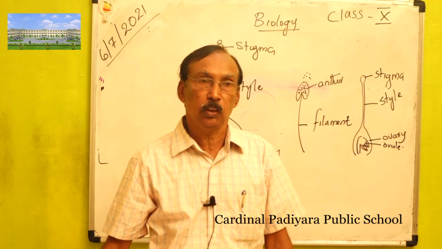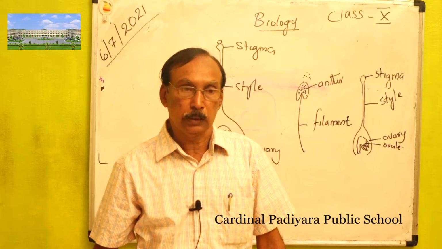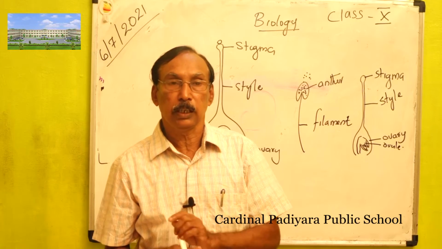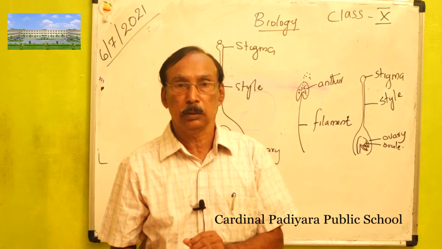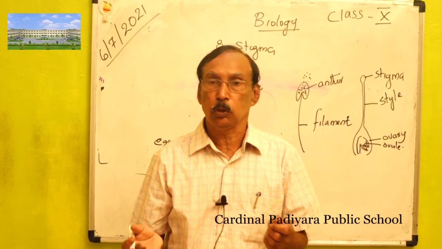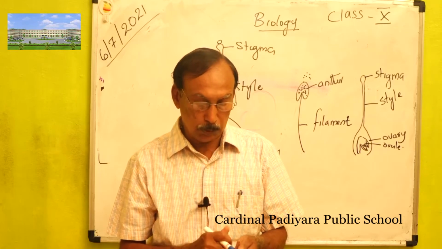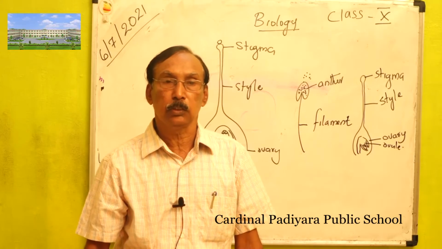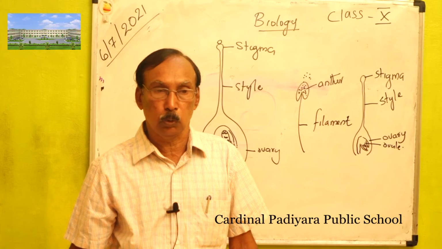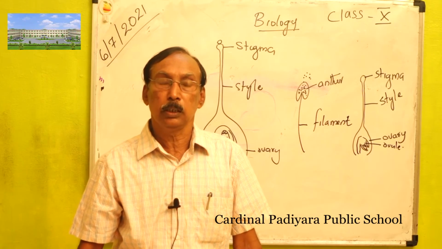Pollination within the same flower is called self-pollination. Some flowers, like hibiscus, which is called chambarati, have both stamen and pistil. So pollen grain from the same plant can be transferred. It is called self-pollination.